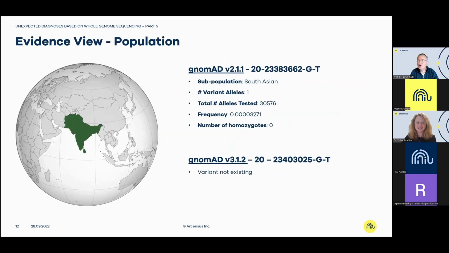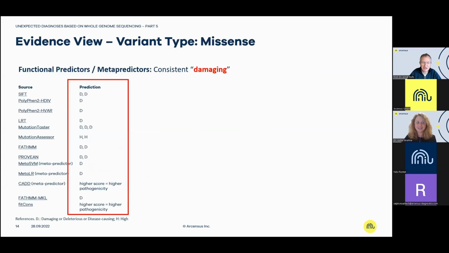Now, for sure, we have to clarify, what do we know about that variant? And you check in the first step the publicly available reference databases, in that case, gnomAD. So we checked gnomAD version 2.1.1, and one variant allele has been described. So you can easily calculate, out of the 30,000, the frequency, ending up in an extremely low frequency, as has been depicted here. In gnomAD version 3.1.2, the variant has not been described. The rarer such a variant is in the international database, the more likely you can believe that it really has a biological implication.